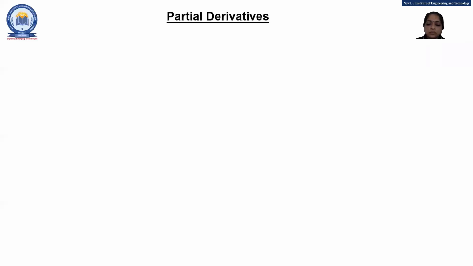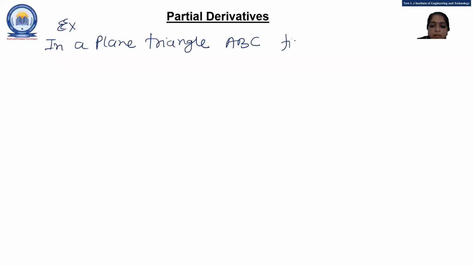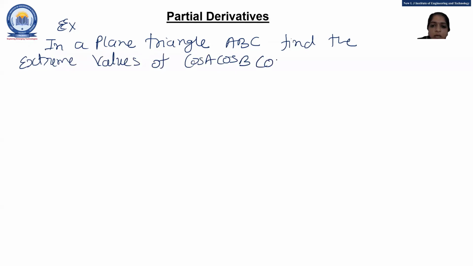The example is: in a plane triangle ABC, find the extreme value of cos A, cos B, cos C. Okay, so students, in this question, we have a plane triangle ABC and we want to find the extreme value of cos A, cos B and cos C.